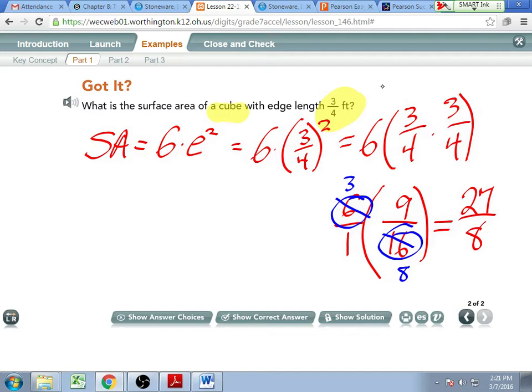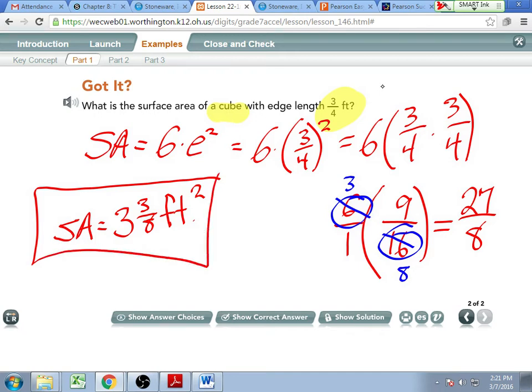So my answer is 27 over 8, or I can simplify this and make it 3 and 3/8. And since we started with feet, that would be feet squared. So that would be my final surface area, just applying that surface area of the cube rule.